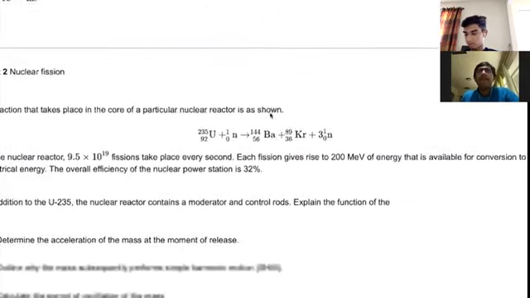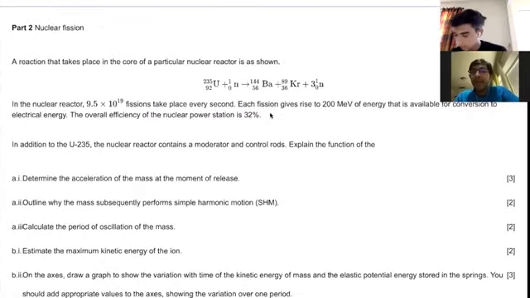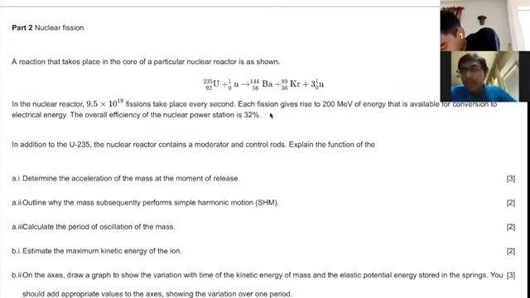Okay, nuclear fission, part 2. This is a good one. That way we get a bit of water, we get a bit of nuclear. Okay. 9.5 times 10 to the 19 fissions take place every second. Each fission gives rise to 200 mega electron volts. That is the fission. Okay, overall efficiency is 32%. Contains a moderator and control rod. Explain the function of D.